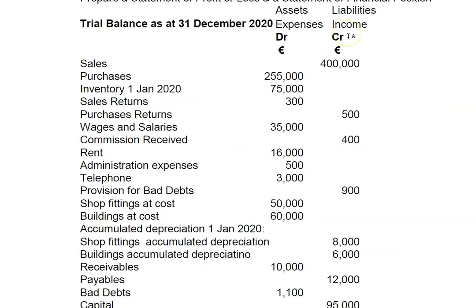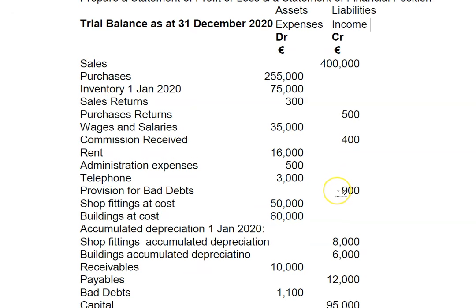On the right-hand side, or the credit side, the amounts here are income, such as the sales account. The next one is purchase returns, which reduces purchases. Commission received is income. Provision for bad debts reduces receivables. So sometimes there are a few small items which are on the other side, but they're looked on in comparison to the accounts they relate to.